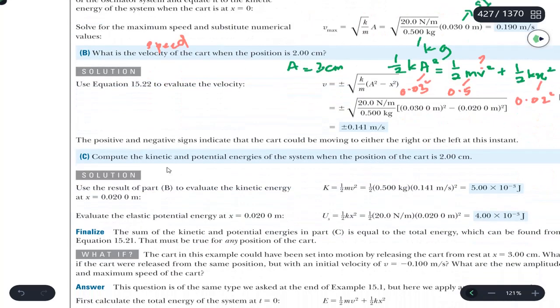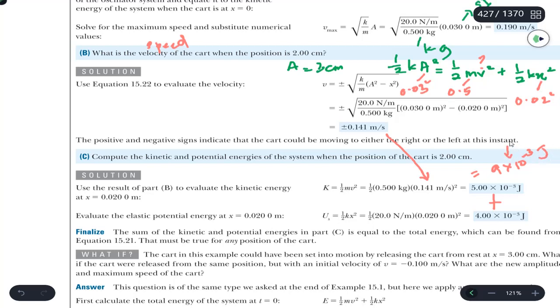Now, the next one, compute kinetic energy and potential energy. So let's do the calculation. The potential energy would be dependent on your previous V. So basically, get your calculator, try to punch it into your calculator, you will arrive with this number. Half kx squared at the 2 centimeter just now will arrive with this one. Therefore, if you add them up, then you are going to get 9 to the power of negative 3 joule.